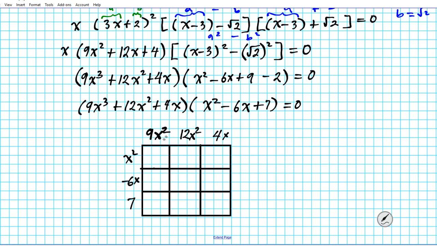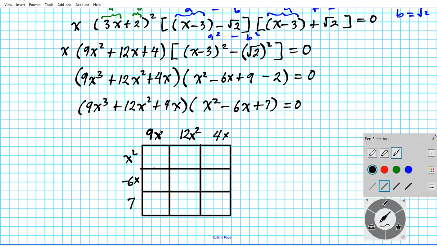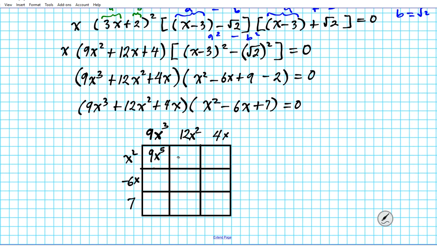X squared times 9x to the third. So this is 9x raised to the third power. When we multiply these two, we have 9x to the fifth. Remember your properties of exponents. When you multiply two exponents with the same base, you add the powers. Okay, 12x squared times x squared is 12x to the fourth. 4x times x squared is 4x to the third. 9x to the third times negative 6x is negative 54x to the fourth power.